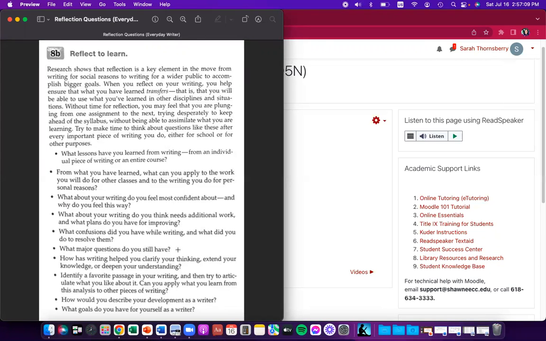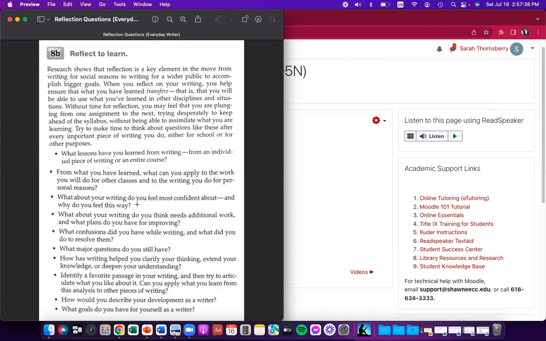What major questions do you still have about the class? Maybe there's something that you didn't learn that you really wanted to. That could work as a conclusion for you. What lessons have you learned from writing, from an individual piece, or maybe this course? That could function as an introduction. What about your writing do you feel most confident about? Why do you feel that way? That's a reflection of what did I do well and why did I do well?